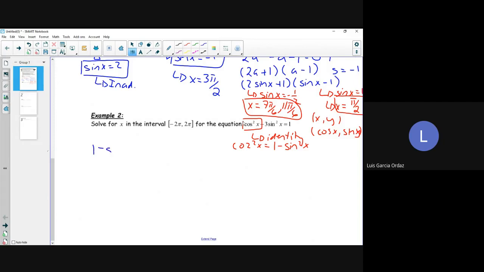So you get 1 minus sine squared x minus 3 sine squared x is equal to 1. So now all we're going to do is simplify everything. So we're going to leave the sine on one side and the numbers on the other side. So we get -4 sine squared x is equal to 1 minus 1. So you get -4 sine squared x is equal to 0. Divide both sides by -4. You get sine squared x is equal to 0.